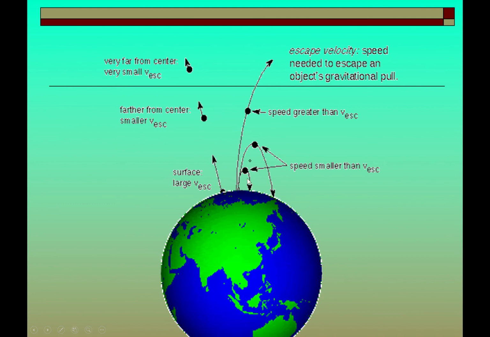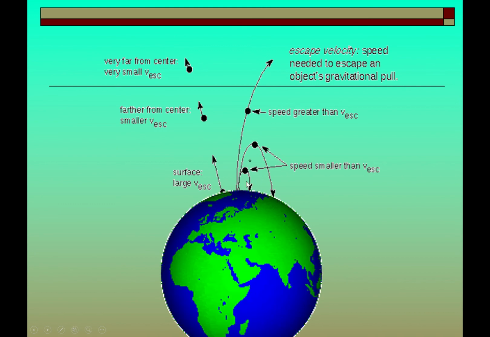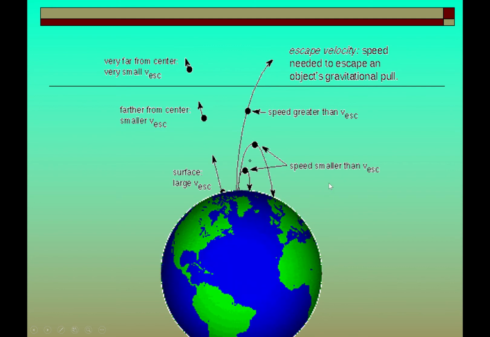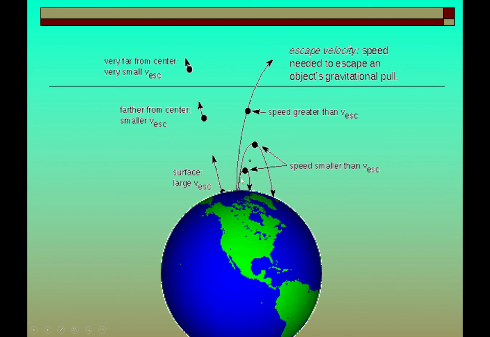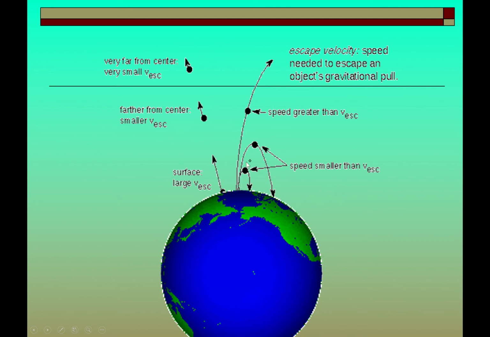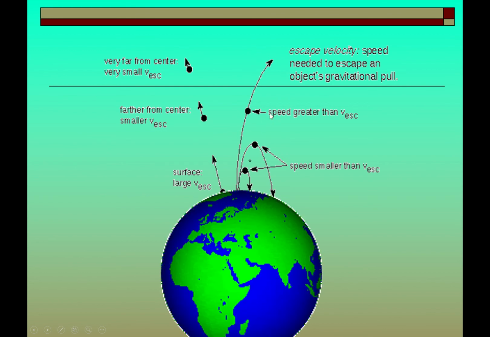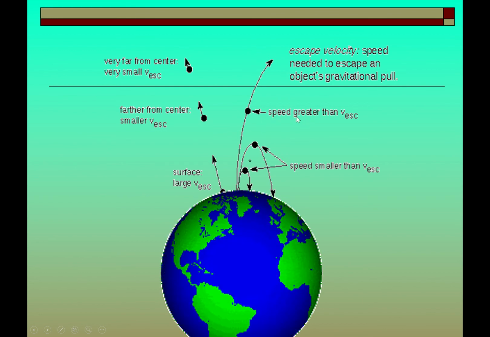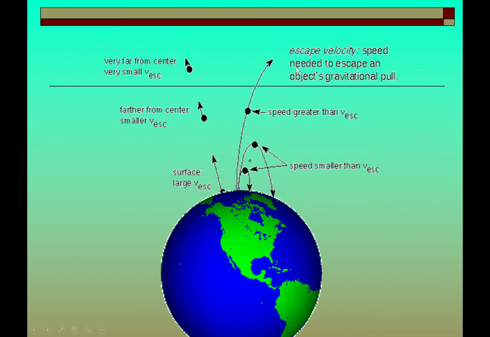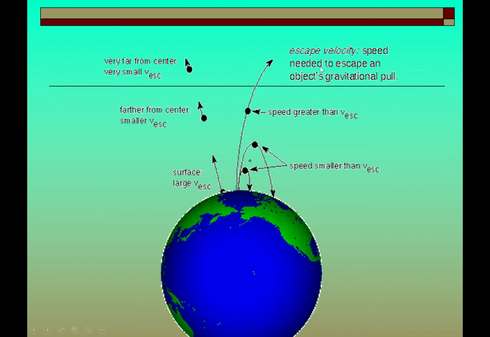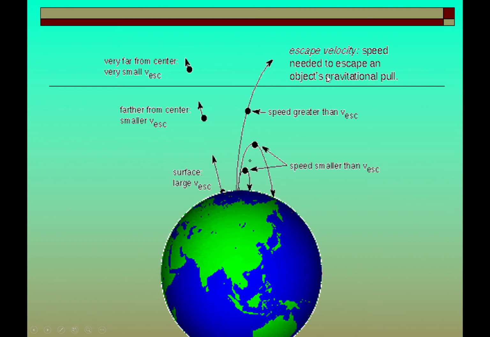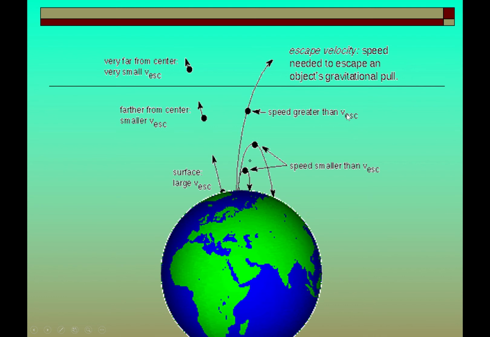If the speed of the rocket launch is smaller than the escape velocity, the rocket will fall back to the Earth. But if the speed of the rocket launch is greater than the escape velocity, it manages to escape the gravitational pull of the planet.